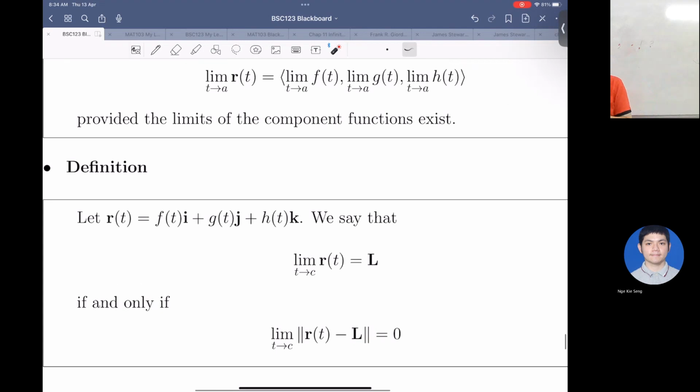Another definition is that it converges to L if and only if the length, because now we're talking about vectors, right? Before that we talked about numbers. With numbers we just subtract and get the difference smaller, smaller, and smaller. But when you say a vector converges to another vector, you take the difference, and you still get a vector. So how do you say the difference is getting smaller?